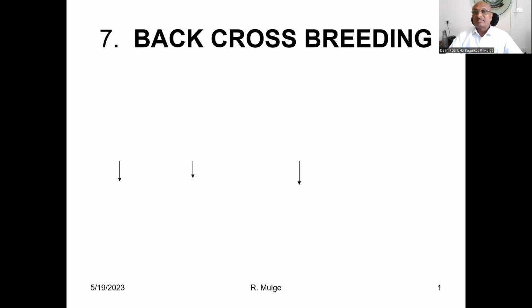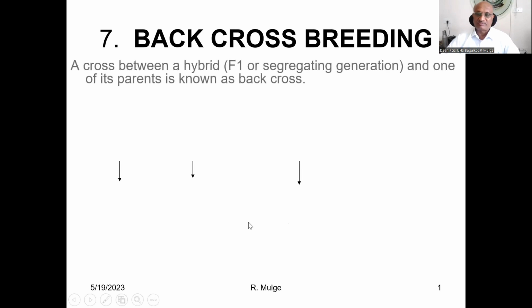We will start discussing breeding methods to handle segregating materials. You have the pedigree method, backcross method, bulk method, and modifications of these base methods. So first we'll discuss backcross breeding. Then we'll go for the pedigree method next.